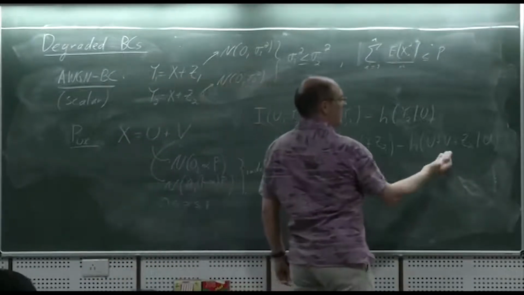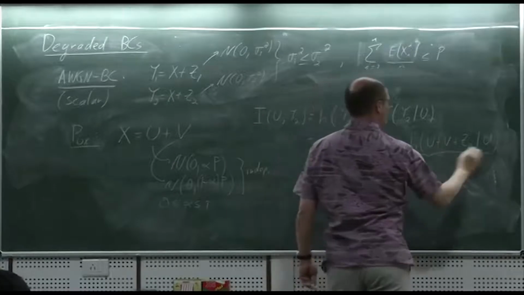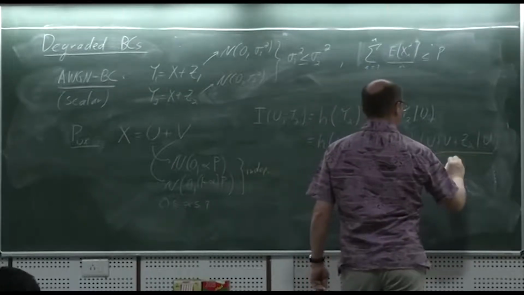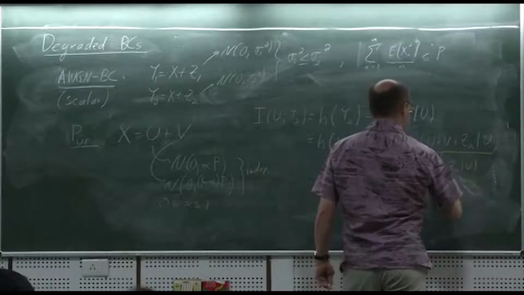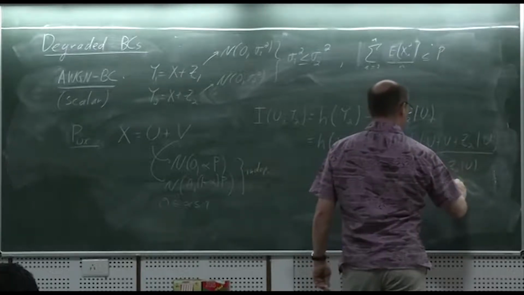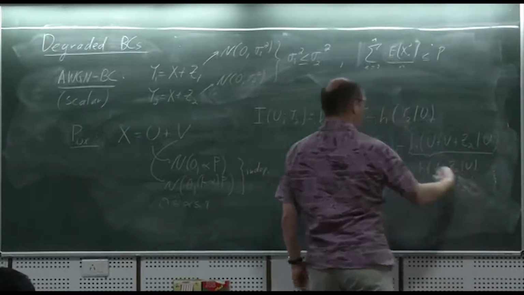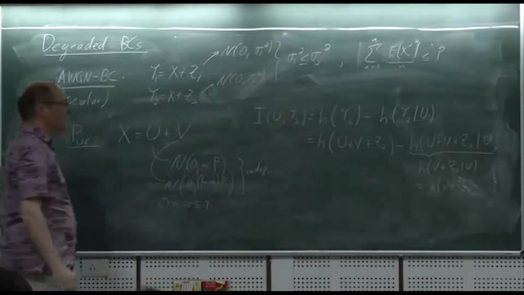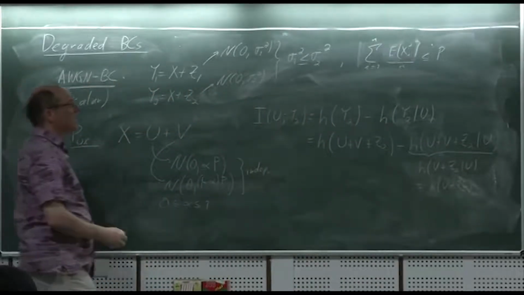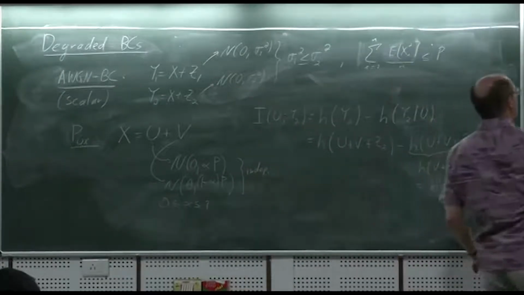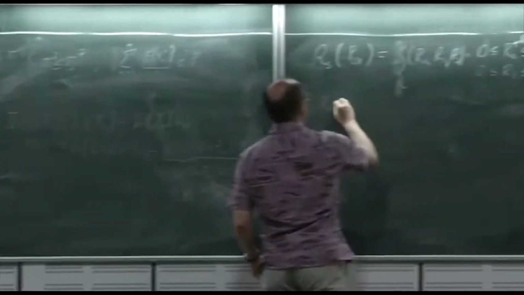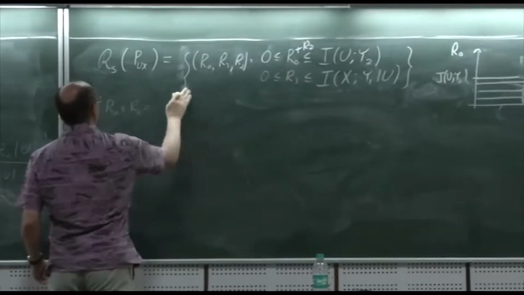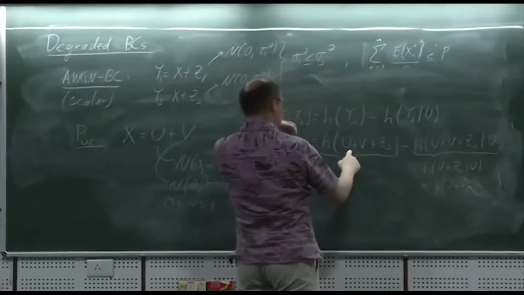So here I can subtract out the U, h of V plus Z2 given U, but that's just equal to h of V plus Z2, right? Because U and V and Z2 are all statistically independent. So what do I get? I get that my rate R0 plus R2 is going to be, well, what is this?